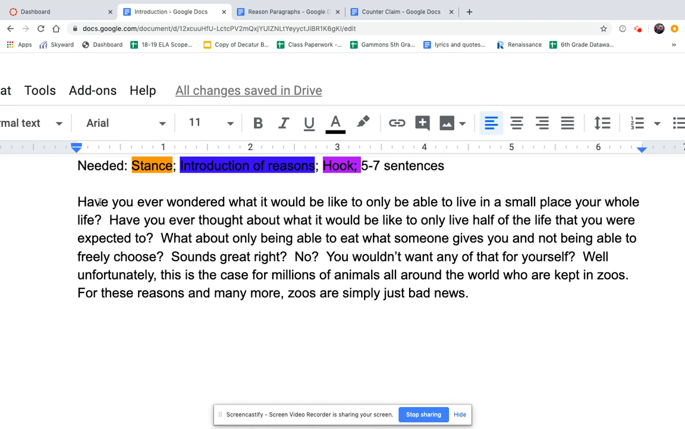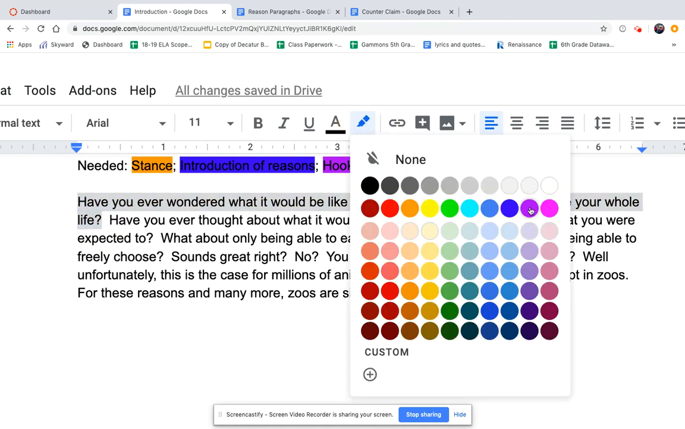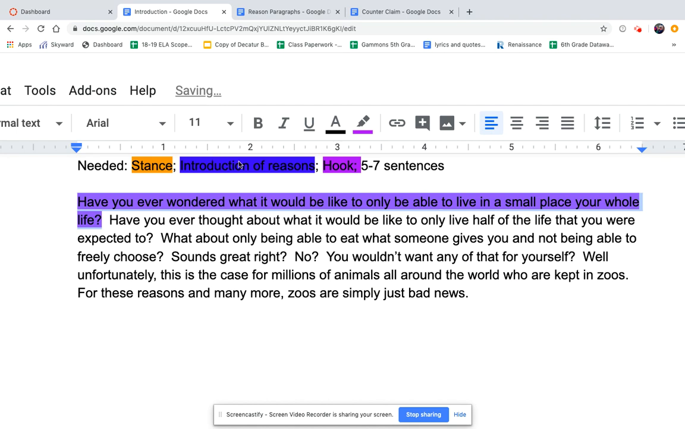So, have you ever wondered what it would be like to only be able to live in a small place your whole life? That right there, I'm going to say, is part of my hook. But this over here, to live in a small place your whole life, is also going to be introduction of reasons. So that is one of my reasons, but it's also part of the hook itself. A great way to do a hook is to have a question that makes somebody think.